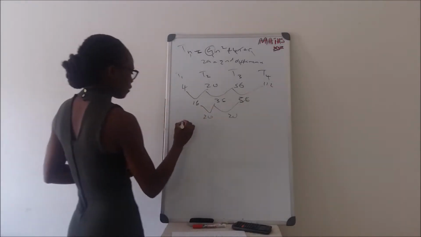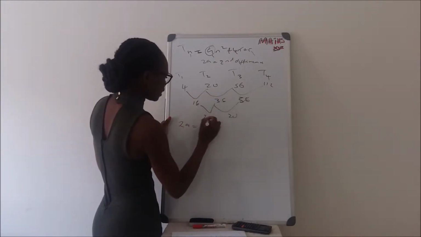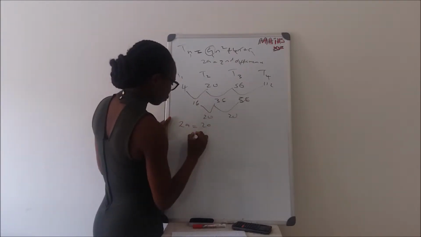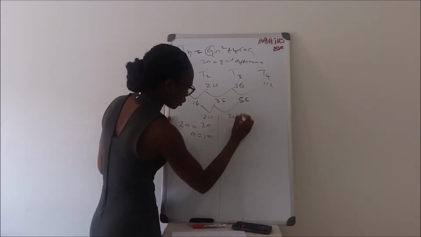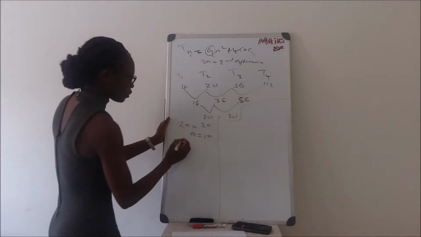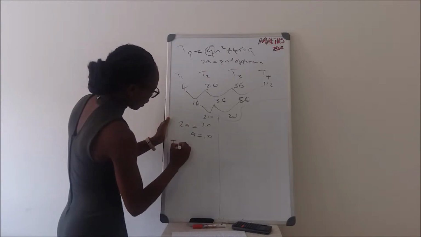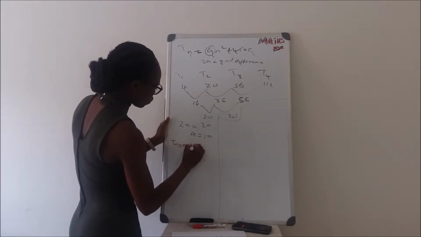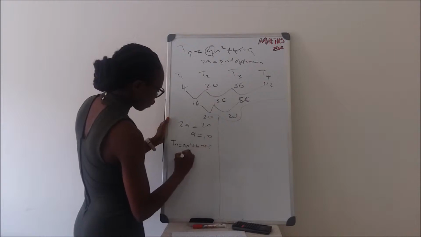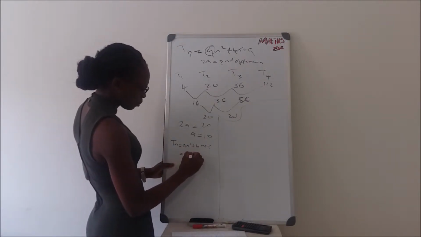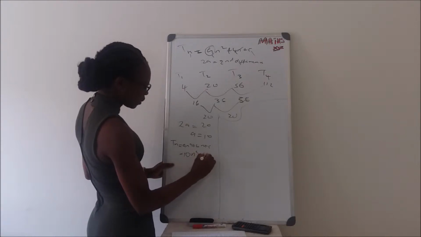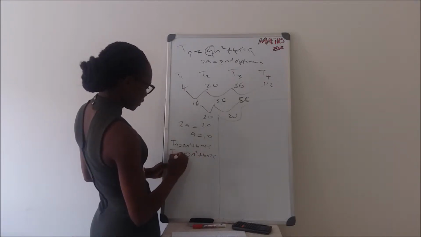Now we have 2a equals our second difference, which is 20, of which a equals 10. Let me just divide the board so that I can have a lot of space. So a equals 10. Our Tn equals an squared plus bn plus c, of which our a we already know is 10, so that will be 10n squared plus bn plus c, and this is our Tn.